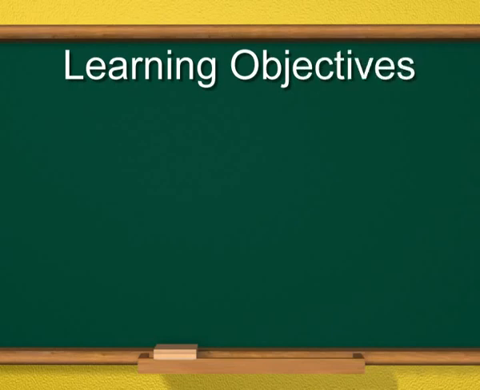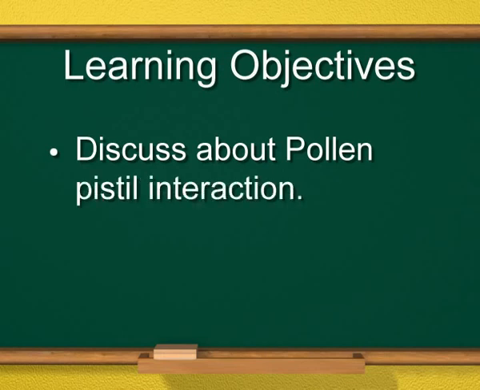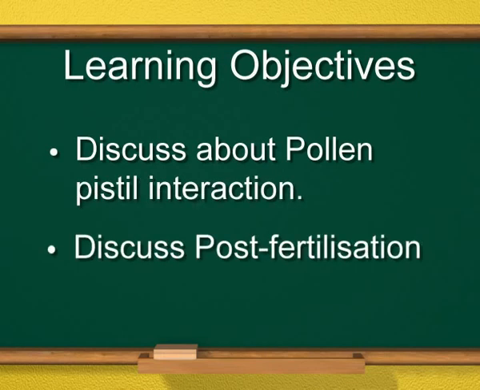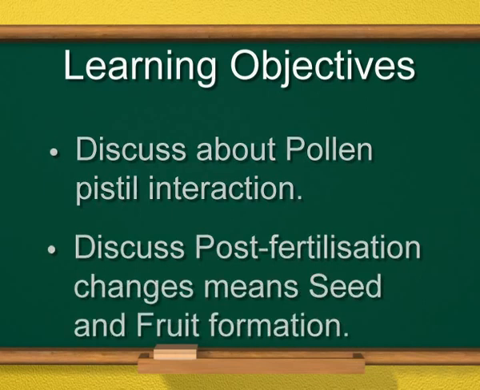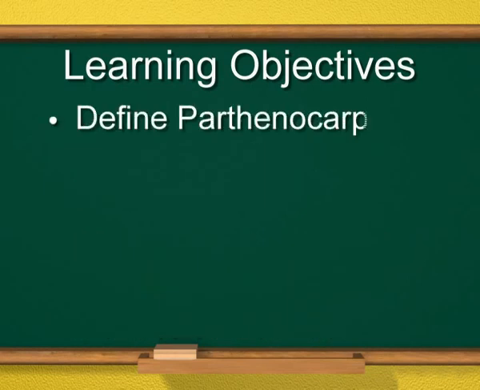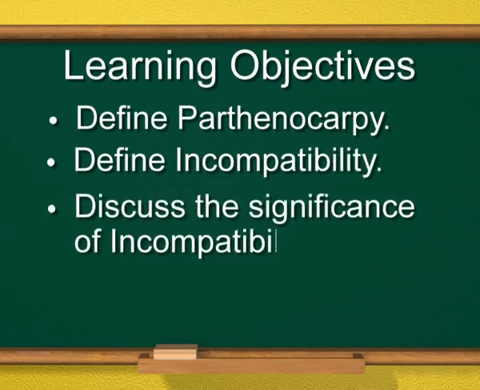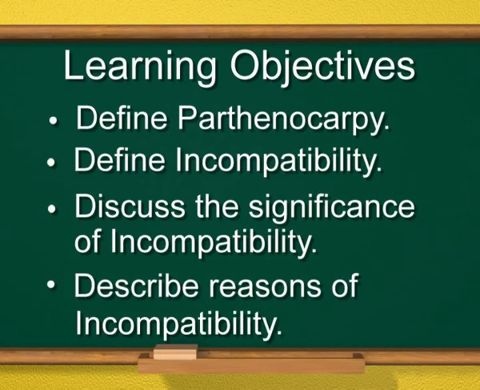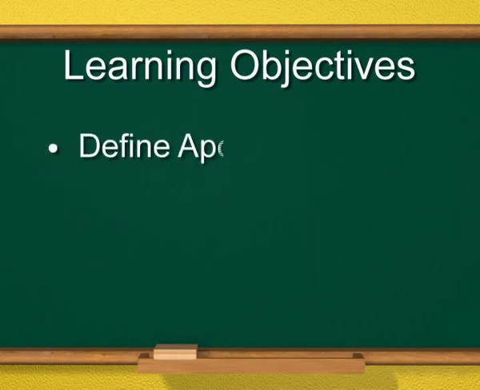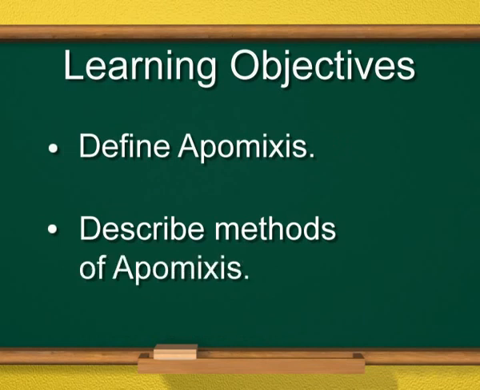On completion of this topic, learners will be able to discuss about pollen-pistil interaction, discuss post-fertilization changes means seed and fruit formation, define parthenocarpy, define incompatibility, discuss the significance of incompatibility, describe reasons of incompatibility, define apomixis, describe methods of apomixis.